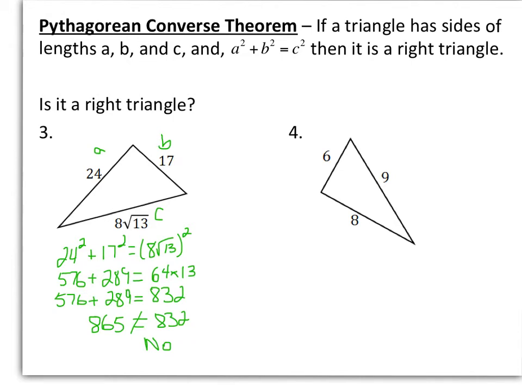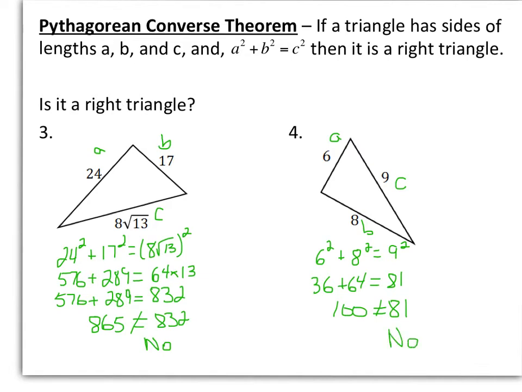Same idea in number 4. So our longest side would have to be our hypotenuse. And then it does not matter which leg we call A and which we call B. But 6 squared plus 8 squared would have to equal 9 squared for this triangle to be a right triangle. So is 36 plus 64 equal to 81? And actually it's not. We get 100. They are not equal. So again, this one is not a right triangle.